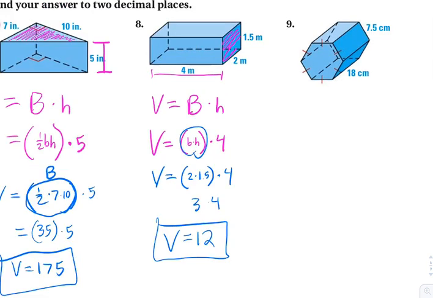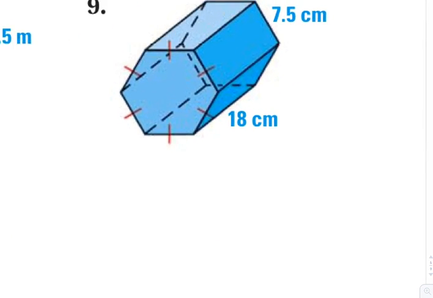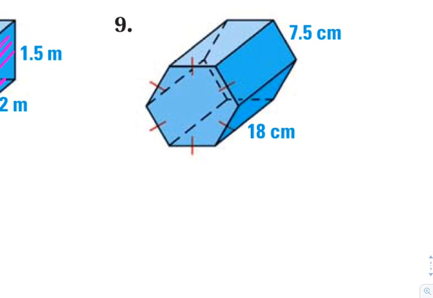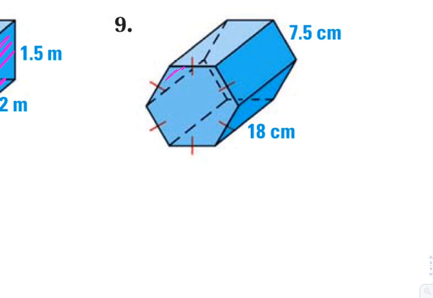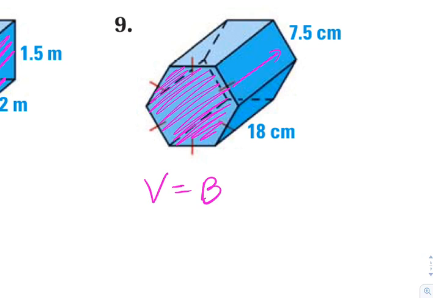Okay, last one over here. Now this one's going to be a little harder, so I'm zooming in here. So again, you have to identify this right away. This is a prism with a hexagon as a base, and it's projected backwards. So the volume is the area of that base times the height. Now this is a regular prism, so this is a regular hexagon as a base.